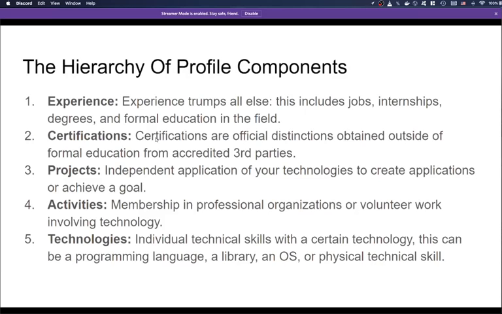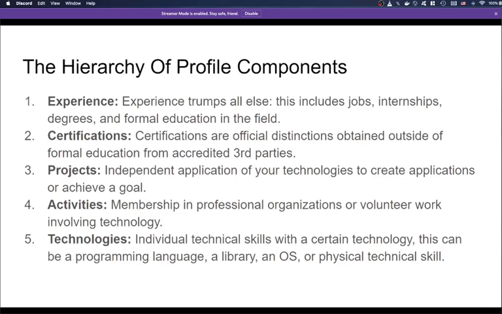First off, we have experience. Experience is king. With experience, we're including jobs, internships, degrees, and formal education. Basically everything that you don't want to do, but you do it anyway. Certifications are official distinctions obtained outside of formal education and normally from accredited third parties. However, you can theoretically invent any certification you want, but you really shouldn't because people will probably not take that as a valid certification.